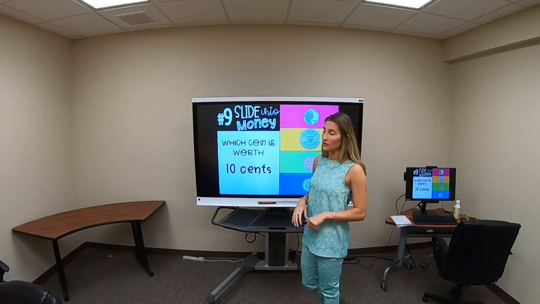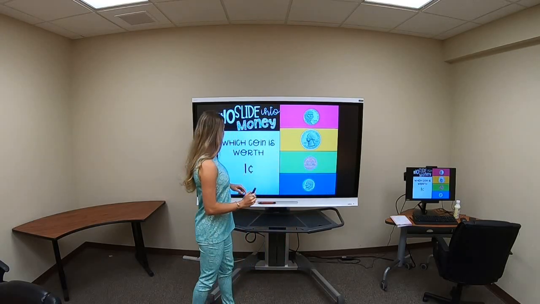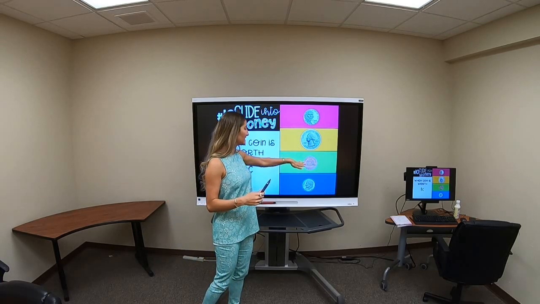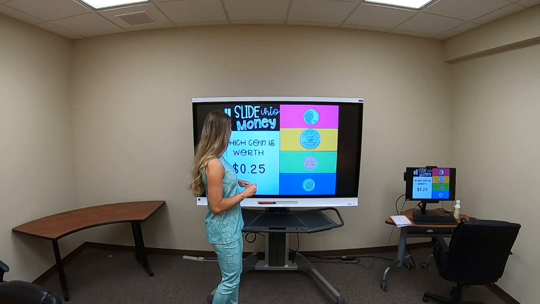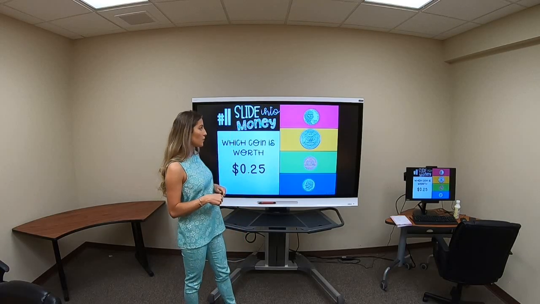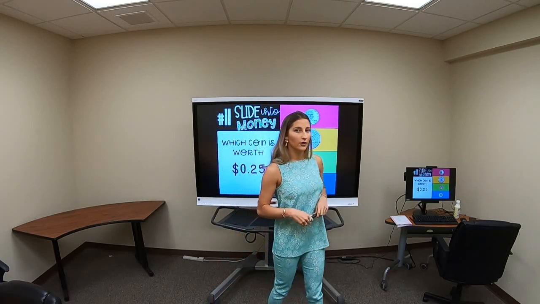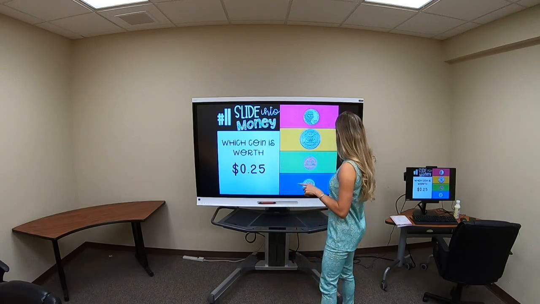It might be one of our smallest coins, but it is actually worth more than 2 of them. Okay, so which one is worth 1 cent? Good, it's that middle one. It says it on the actual coin. Good job. Okay, so which one, our last one, is worth 25 cents? Awesome job. It's our quarter, which actually says quarter, and quarter is 25 cents.